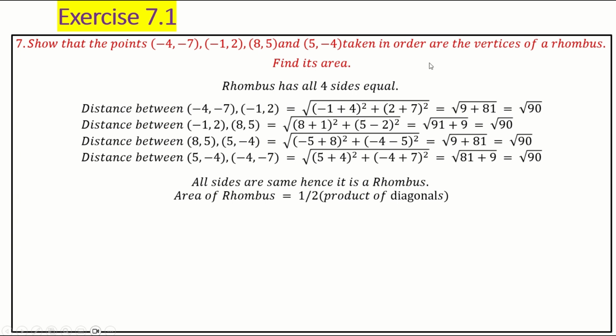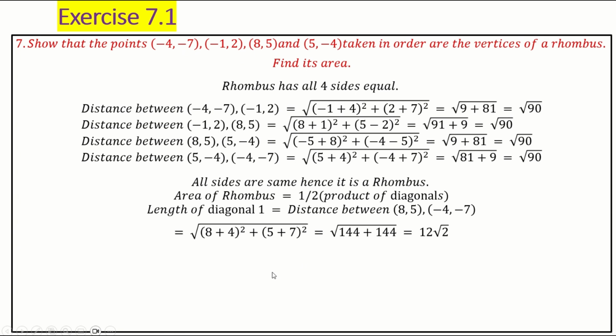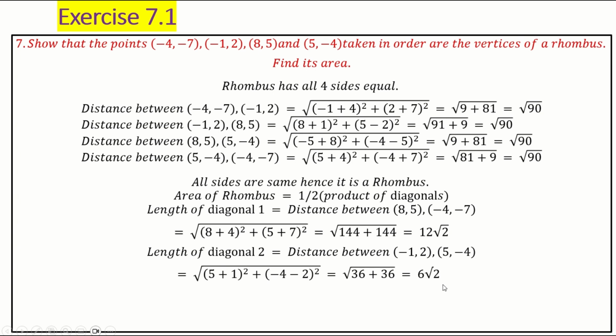And also you have to find its area. This is the second part of the question. The area of a rhombus is equal to half of the product of diagonals, if you know it, right? D1 into D2 by 2. Half of the product of diagonals. So we need to find the diagonals. Take the alternate points minus 4 comma minus 7 and 8 comma 5 distance, and minus 1 comma 2 and 5 comma minus 4. So diagonal 1 is 12 square root of 2, diagonal 2 is 6 square root of 2. So the area of the rhombus is equal to the product of these two divided by 2, which is 72 square units. Next.